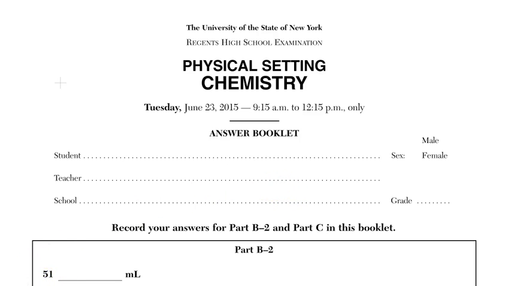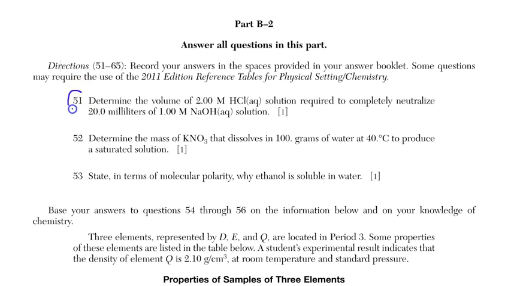Let's go with 51. In number 51, what we have here is a part B2. And in this question, we don't really have any background information, so it's a straight question. It says determine the volume of a 2.0 molar HCl. And this should scream acid to us, because of this H in front. Hydrochloric acid is something you probably should have been talking about in your course this year.